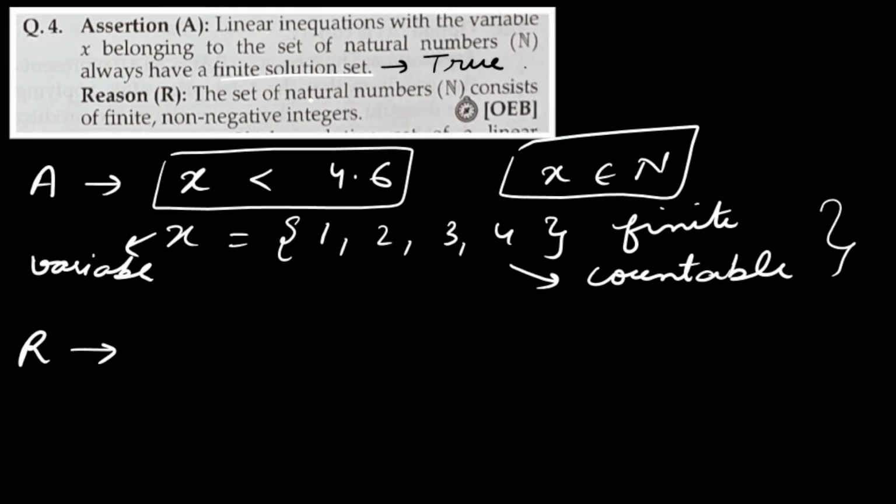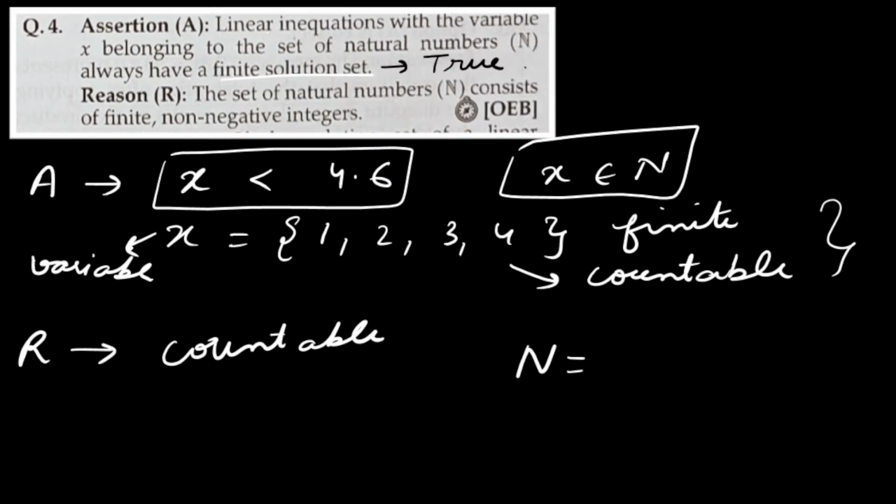The set of natural numbers consists of finite non-negative integers. So is it true? What do you think? Finite means countable. Can you count all the natural numbers? So they have mentioned the set of natural numbers. First of all, understand the statement, then try to answer.